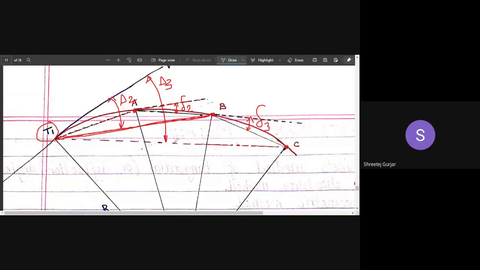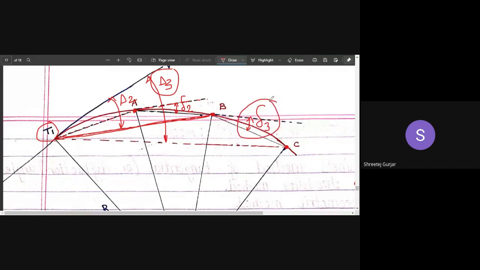Okay, draw a chord, join it, and then measure the angle between your back tangent and this chord. It will give you your deflection angle. Draw a tangent at the previous point. Then measure the angle between this tangent and your chord, or subchord. So this angle is what? It is your tangential angle.